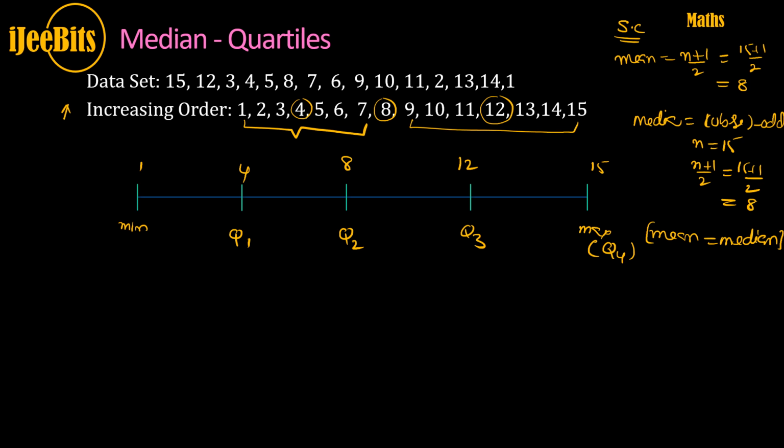What is the quartile range? The quartile range, the deviation. Q3 minus Q1 would be your interquartile range, IQR. What is the value here? 12 minus 4, which is nothing but 8. The interquartile range is 8. Now, what we have to see is, from the given data, how do you calculate the outliers? We spoke about this topic, isn't it?